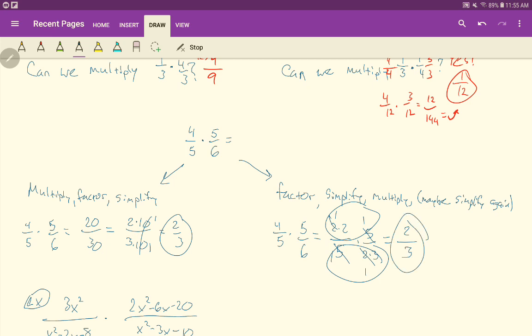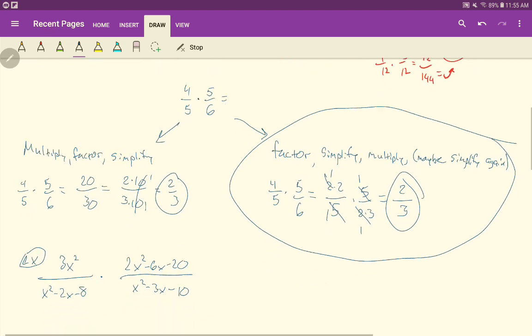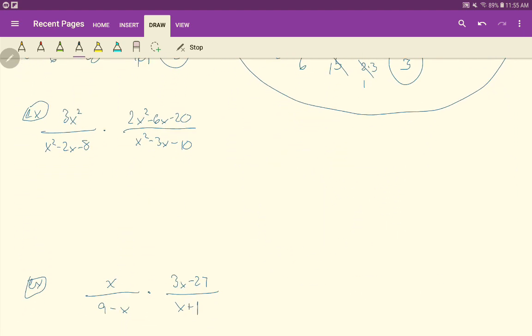And we get the same exact answer as before, okay? But it keeps the numbers smaller, okay? So this is what I would encourage you guys to try and do first. Factor and simplify first, and then do your multiplication. It keeps the numbers smaller. So let's see an example of that now with an actual rational expression.